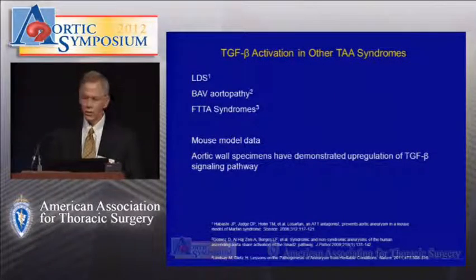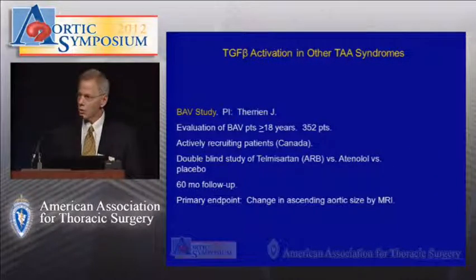TGF-beta activation may be involved in other aneurysm syndromes. As Diana mentioned, it could have a role certainly in Loeys-Dietz syndrome, potentially bicuspid aortopathy, and familial aneurysm syndromes perhaps. But there's very little or no human data on TGF-beta activation and treatment of TGF-beta activation with drugs in these aneurysm syndromes. There's a study ongoing with enrollment, the BAV study in Canada, looking at an ARB drug, telmisartan, versus atenolol versus placebo. It's actively in recruitment to try to see if this therapy will change the aortic root dimension in bicuspid aortic valve aortopathy patients over a 5-year follow-up study.